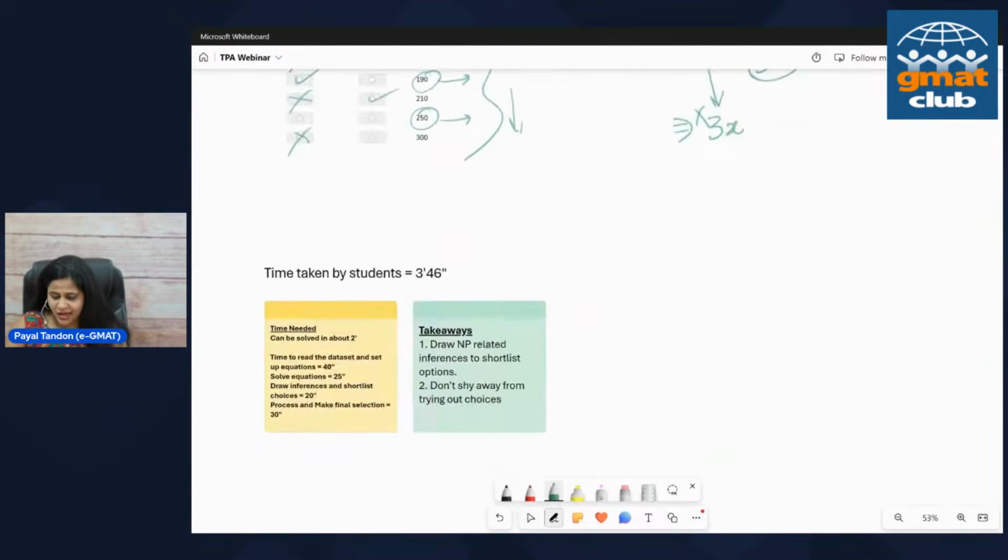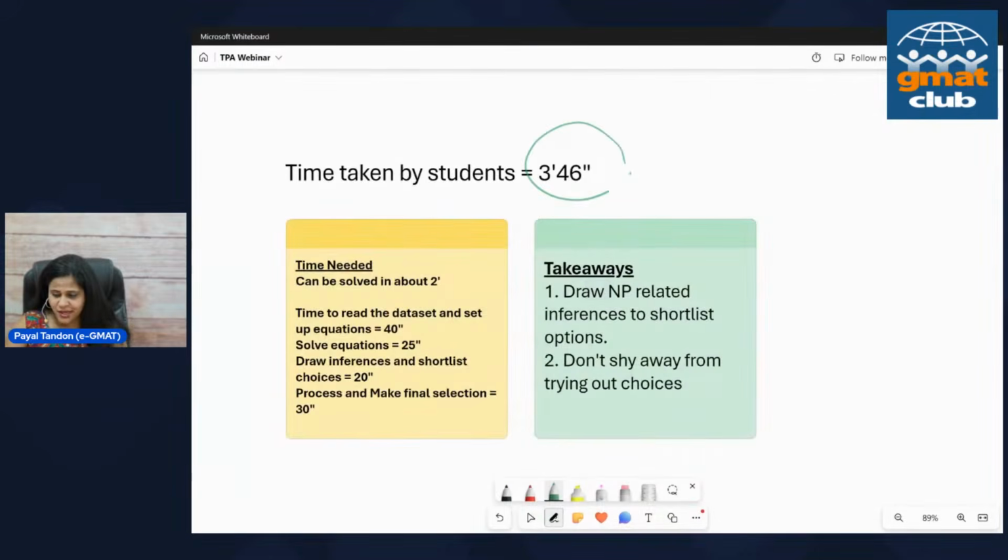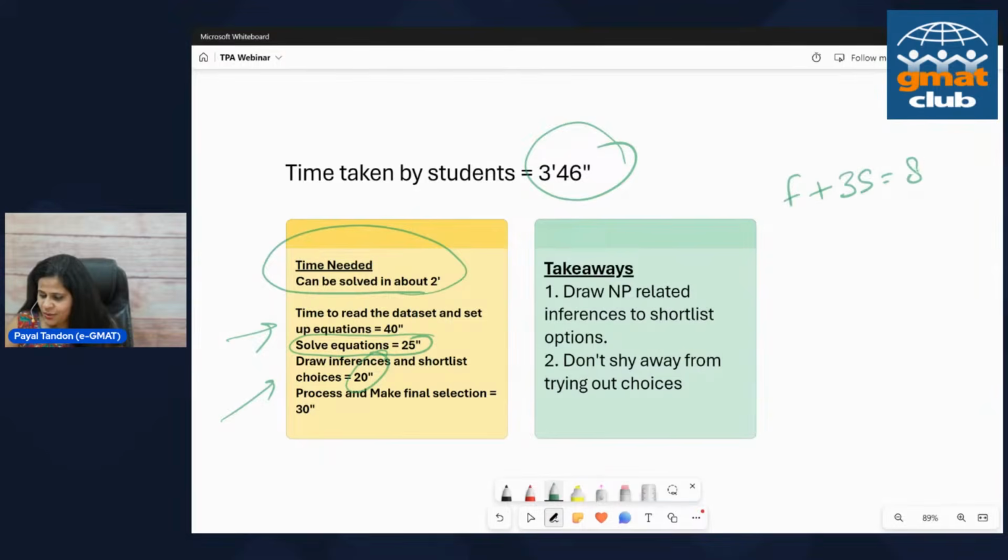And when you do that, instead of spending 3 minutes and 45 seconds to answer this question, you can actually solve it in about 2 minutes. How? You spend about 40 seconds reading the data set and coming up with the equations. Then you solve the equations within 25 seconds, and nobody had problems with that, right? And then you essentially draw the inferences and you shortlist your answer choices. So you have to put your pen down, take a step back, and just immerse yourself in this equation f plus 3s is equal to 820 and see what all you can extract from it.